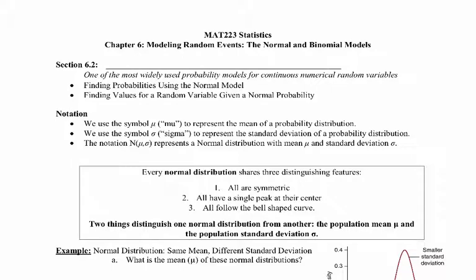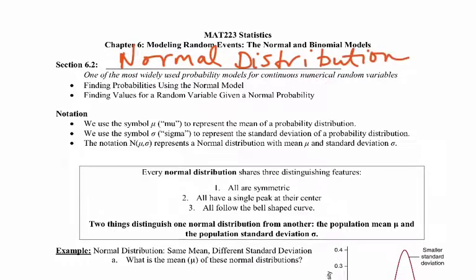We're going to continue our discussion of probability distributions with one that's possibly the most common probability distribution we see in other contexts and when we're measuring things in the world, and that would be a normal distribution. So we're talking about the normal distribution, or the normal model, sometimes it's called, when something is distributed normally. Like I said, it's one of the most widely used probability models for a continuous numerical random variable. So we're talking about continuous distributions.